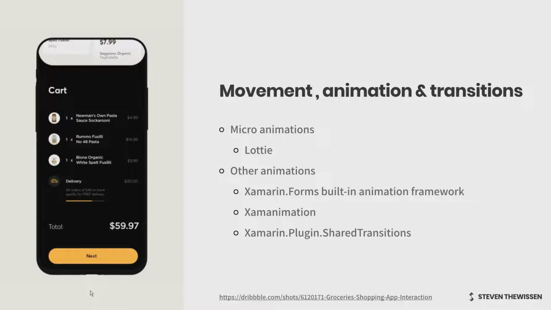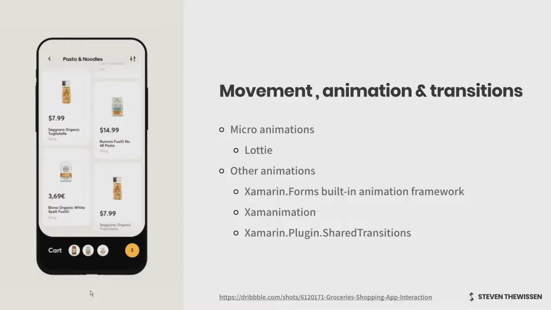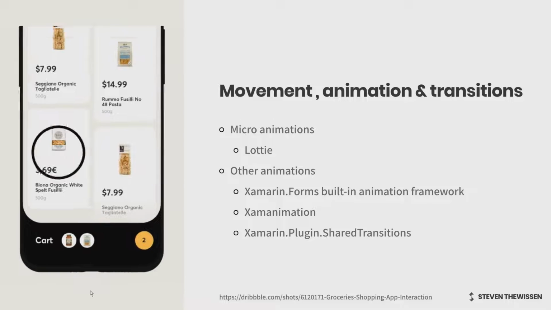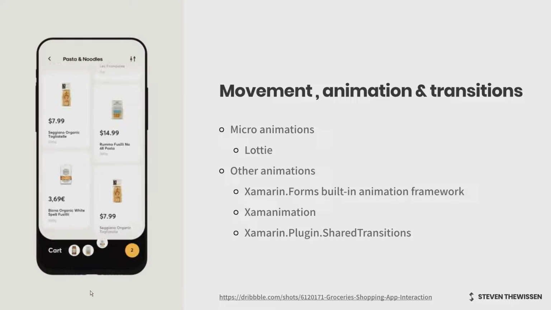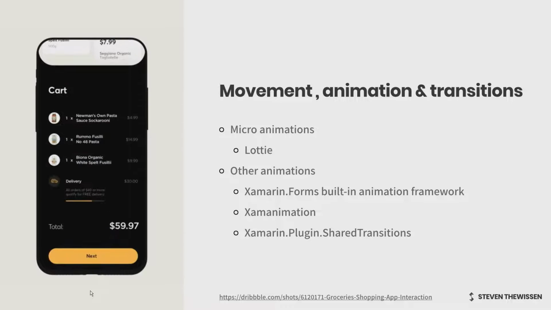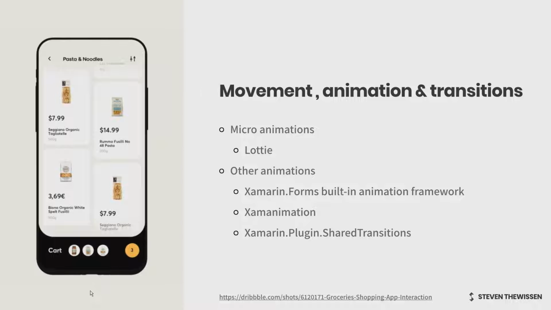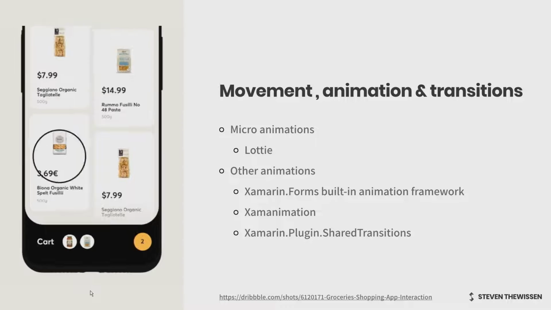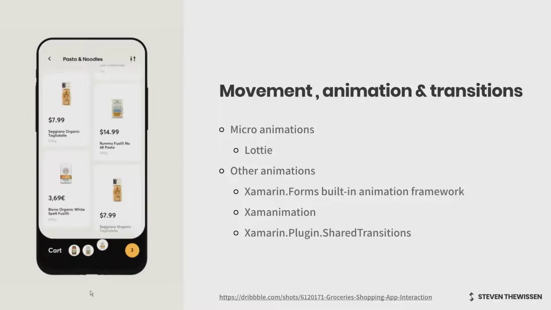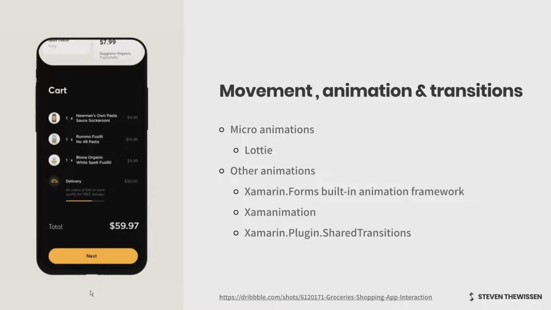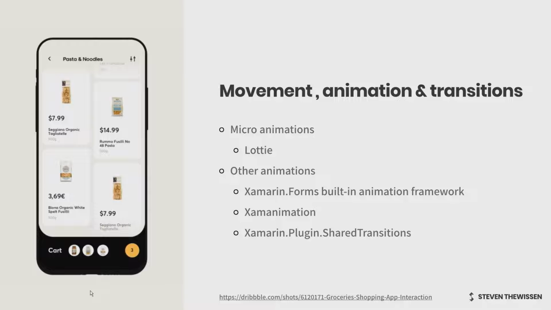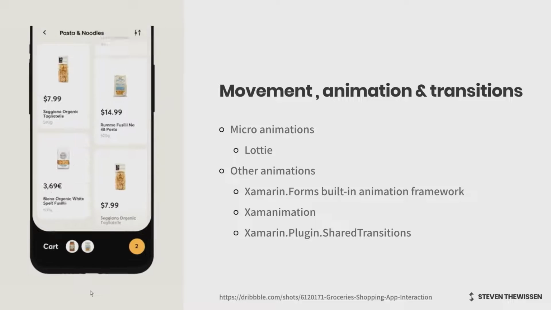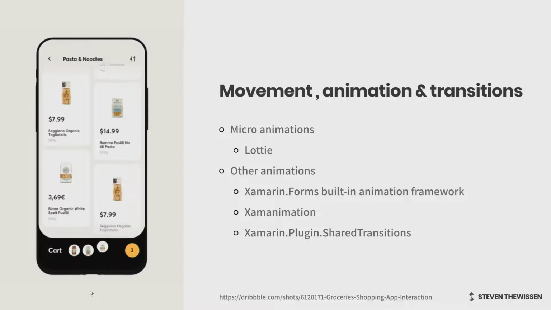And I think if you really want to be the cool kid in class, you can use these shared transitions that you see happening here as well. For example, in this sample, the moment where that bag of spaghetti or whatever it is becomes bigger and transitions into the next detail page, that's all done through something like a shared transitions plugin. It's all available in Xamarin Forms for you to leverage.